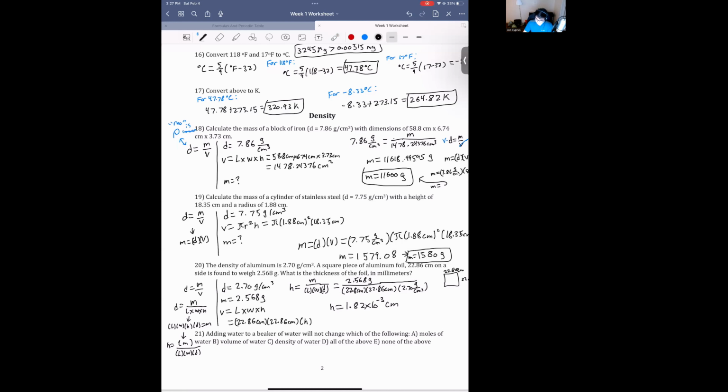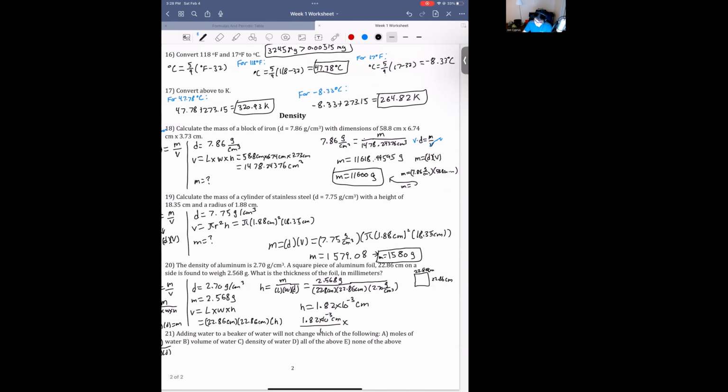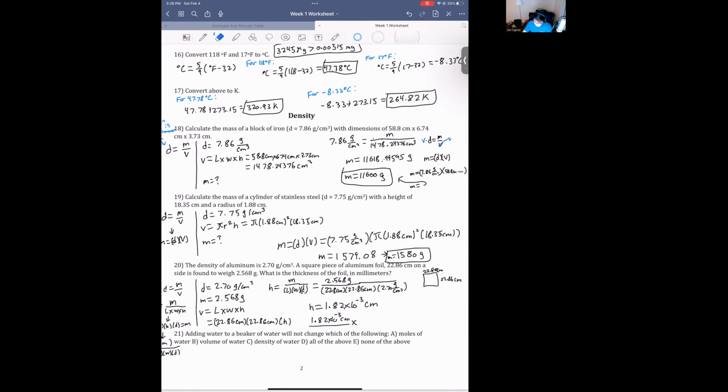So now that I have this, it is almost my answer. We want the answer in millimeters, not in centimeters. So I'm going to go ahead and convert this. This is 1.82 times 10 to the negative 3 centimeters. I like to put it over 1 times, then we're going to go ahead here. So 1.82 times 10 to the negative 3 centimeters. I'm going to convert this into meters first, just because I think it's easier.